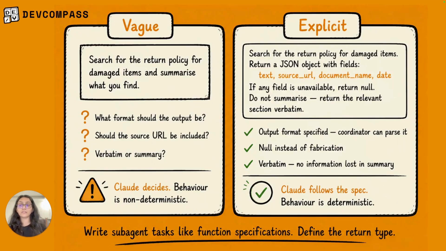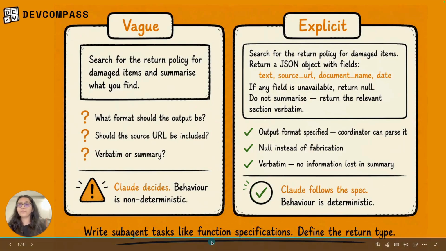So when you write a task for a subagent, write it the way you would write a function specification. Tell it exactly what to return. Treat the subagent's output as the return value of a function and specify that return type. Don't let it resort to guesswork.